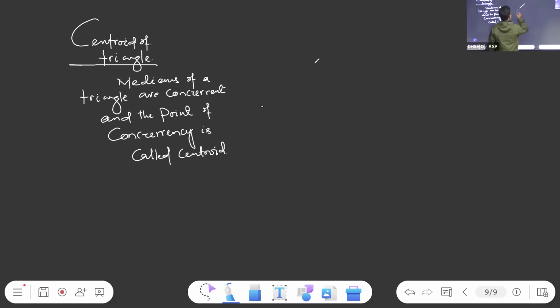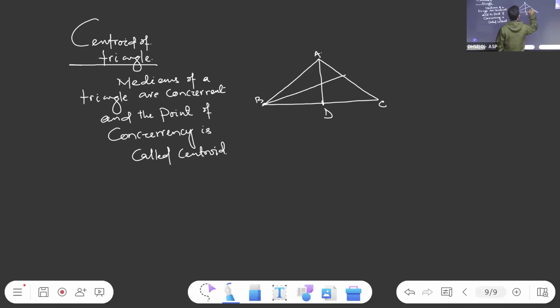So guys, this is the triangle ABC. You know what is median? The line which joins a vertex to the midpoint of the opposite side is called median. Let the midpoint of BC be D. Then AD is called a median. Similarly, there are three medians. BE is another median and CF is another median. These three medians are concurrent, means they pass through the same point. Clear? The point of concurrency, that means the point at which all three medians meet, is known as centroid of the triangle, and generally it is denoted by capital G.